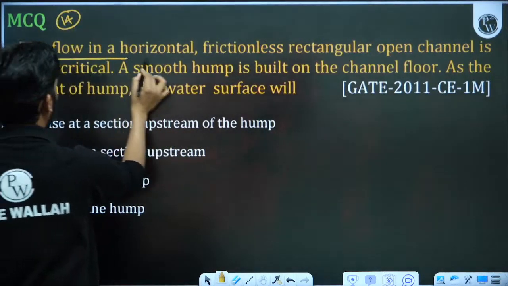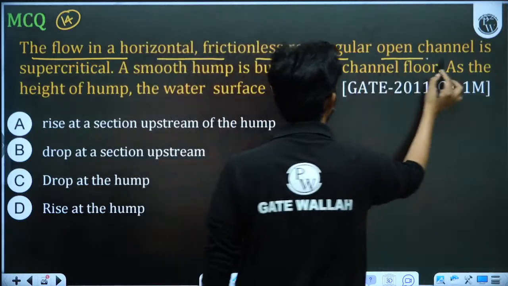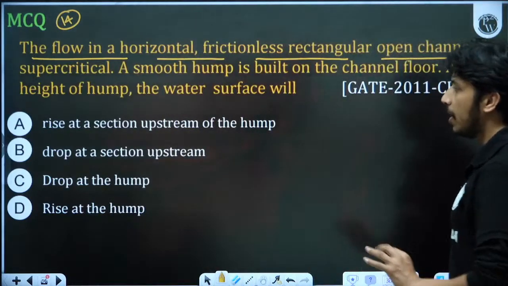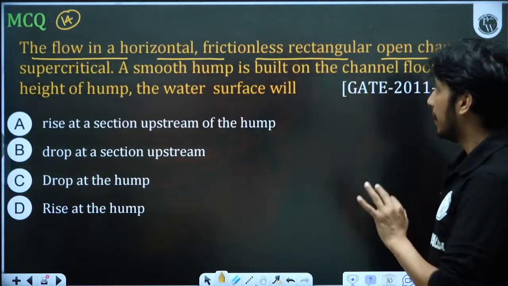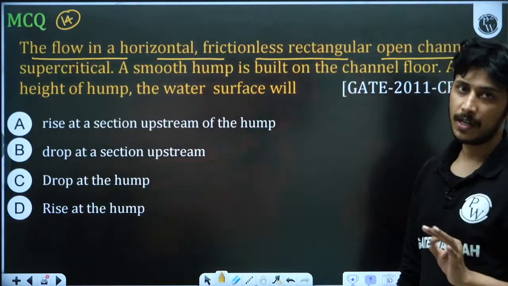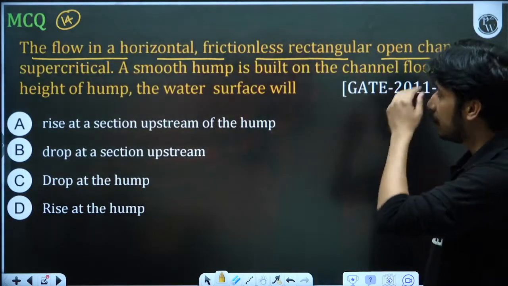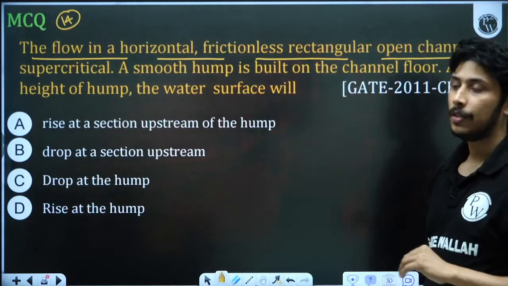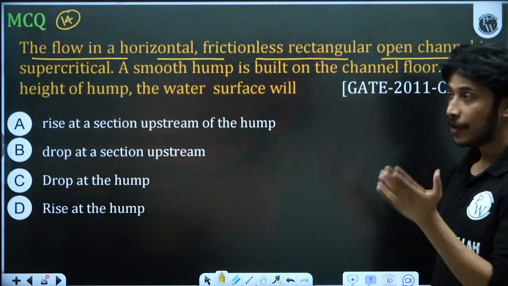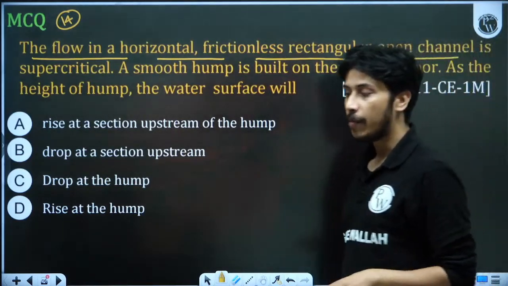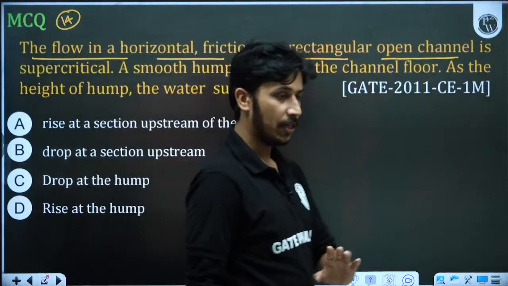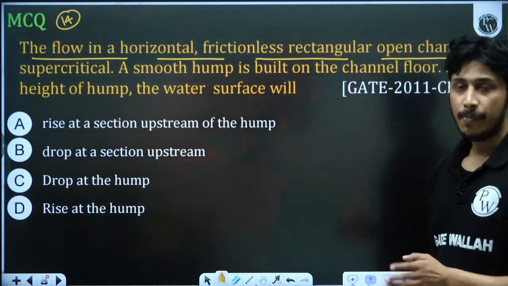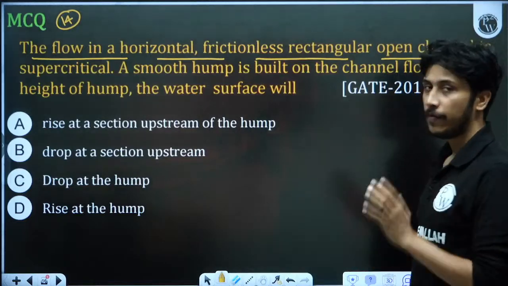The flow in a horizontal frictionless rectangular open channel. The formula that we have made is only for horizontal and frictionless rectangular channel. That formula is not for your triangular channel or any other channel or for channel with friction. We can make the formula. Hydraulic jump happens in channel with friction also. Hydraulic jump happens in non-rectangular channels also. But we have made the formula only for horizontal frictionless rectangular channel.